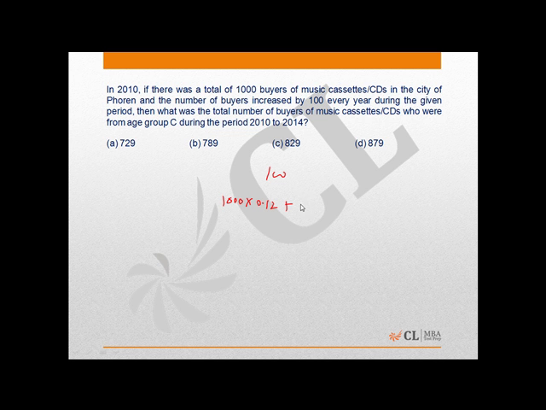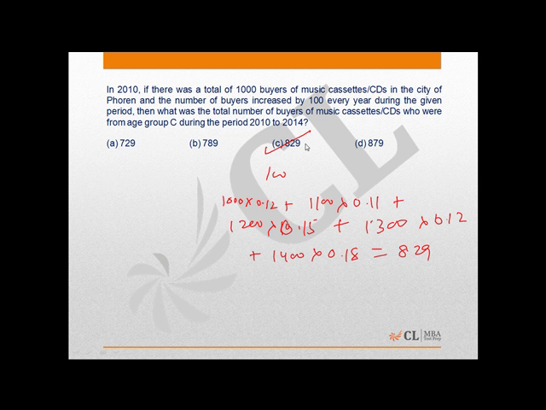Similarly, in 2011, this figure was 1100, as the number of people increased by 100, into 0.11. In the next year, it was 1200 into 0.15, and then 1300 into 0.12, and in 2014 it was 1400 into 0.18. This is equal to 829. Hence option C is the correct answer.